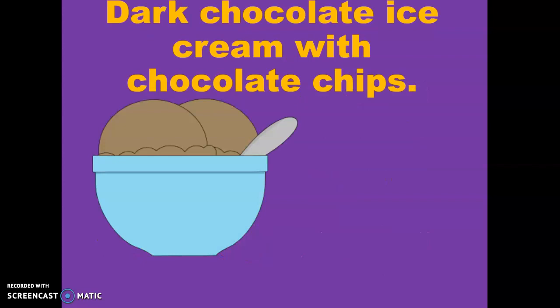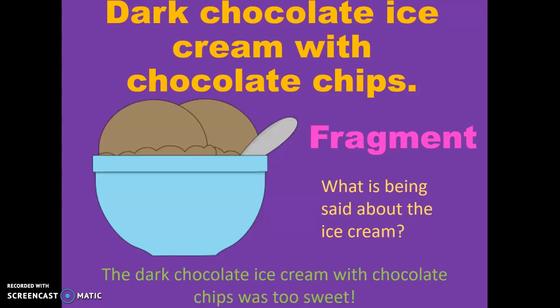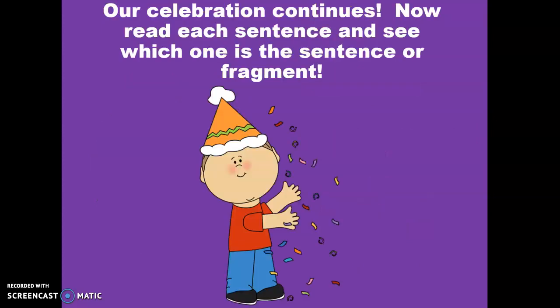Dark chocolate ice cream with chocolate chips. This is a fragment. What's being said about the ice cream? We have a good description, but we don't know what's happening. Dark chocolate ice cream with chocolate chips was too sweet. Now we have an action with that subject.